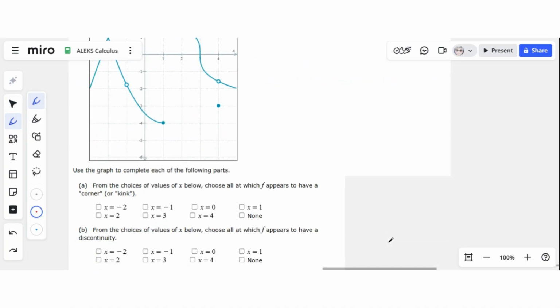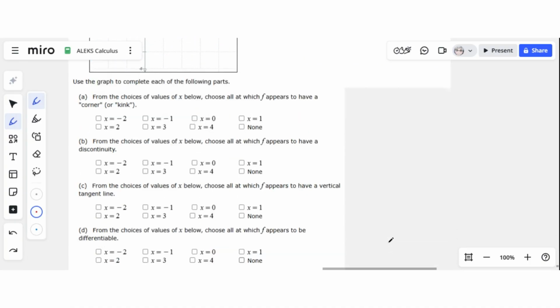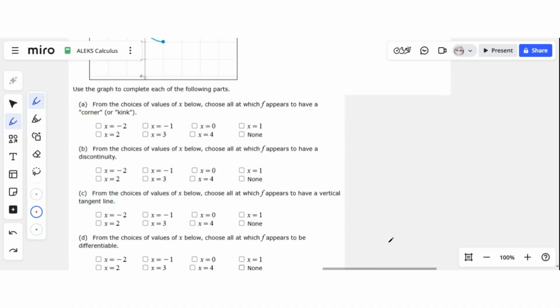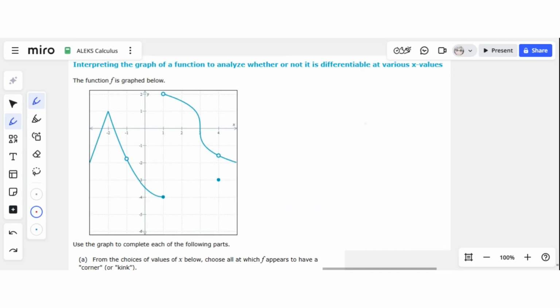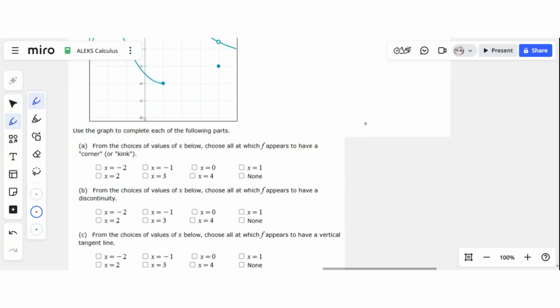Okay, so let's see how they've organized this problem. A lot of boxes to fill in here. It says use the graph to complete each of the following parts. From the choices of values of x below, choose all at which f appears to have a corner or kink. And I think the only place that's happening here is at x equals -2. That's a sharp corner. So that would be here.